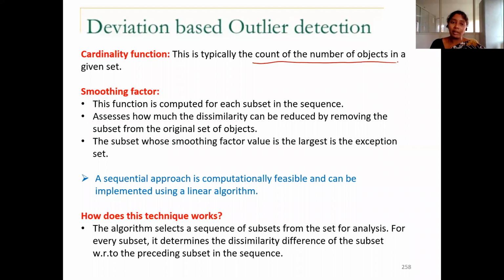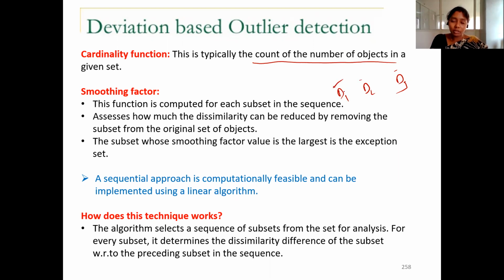And the next one is the smoothing factor. This function is computed for each subset in the sequence. We have different subsets, right? D1, D2, D3. For every subset, we need to compute the smoothing factor. It assesses how much the dissimilarity can be reduced by removing the subset from the original set of objects.